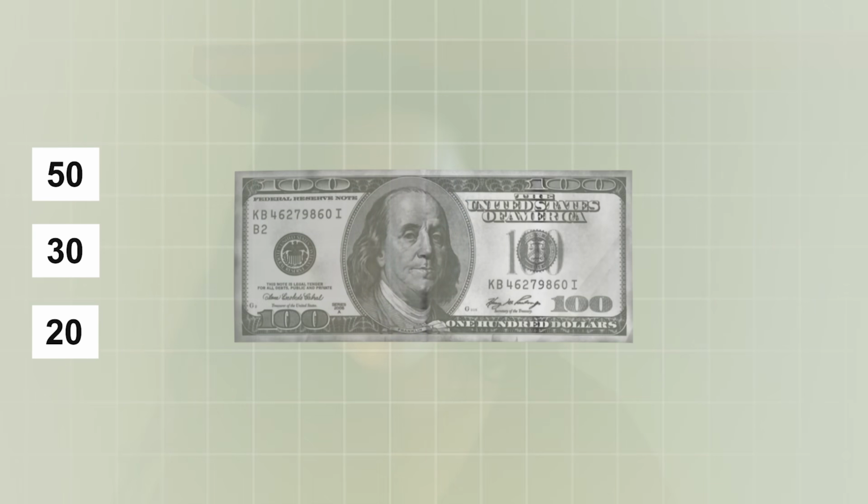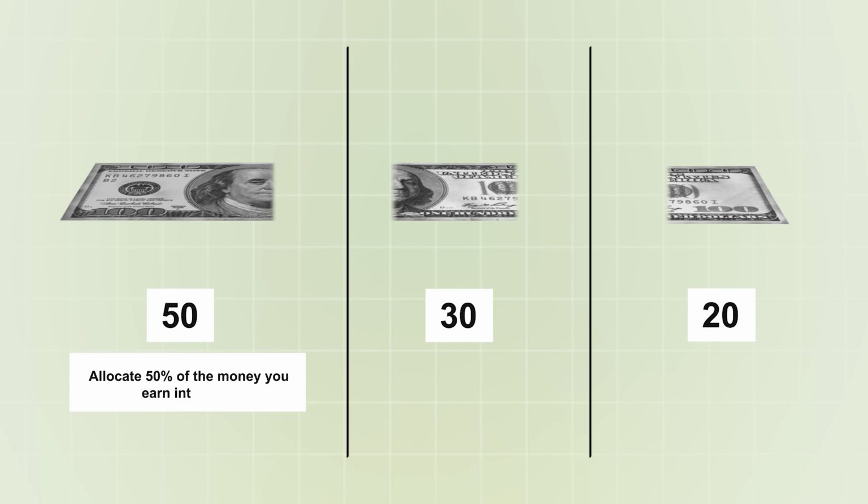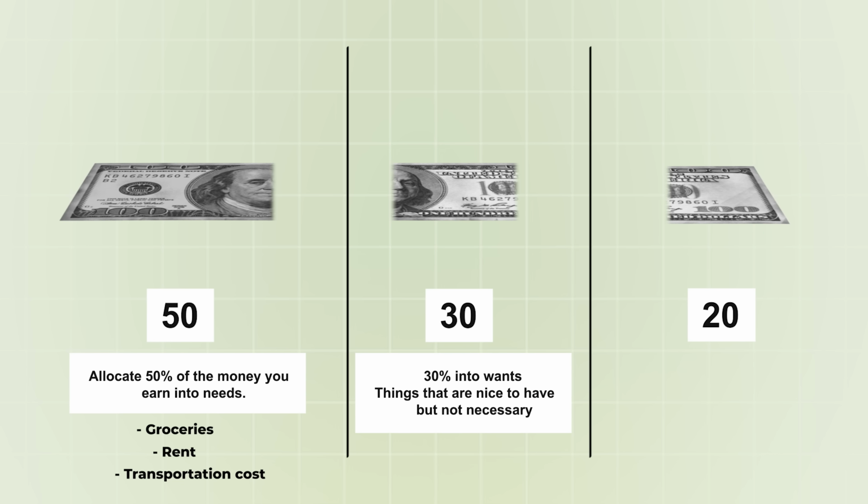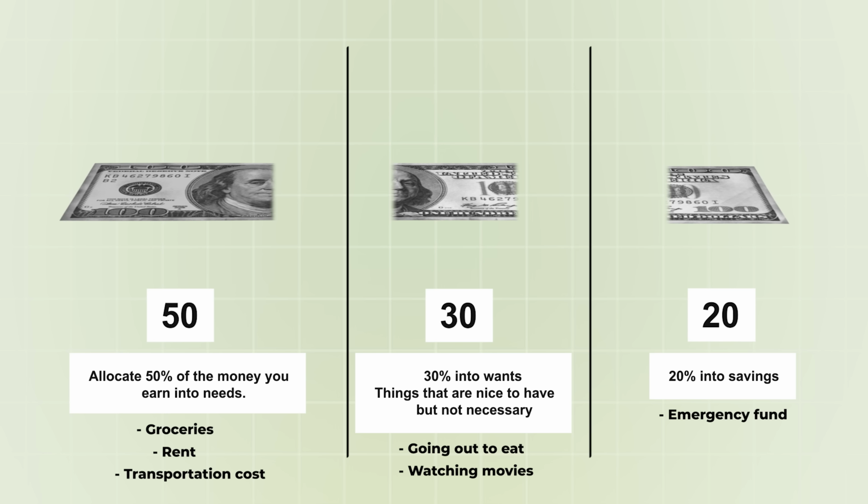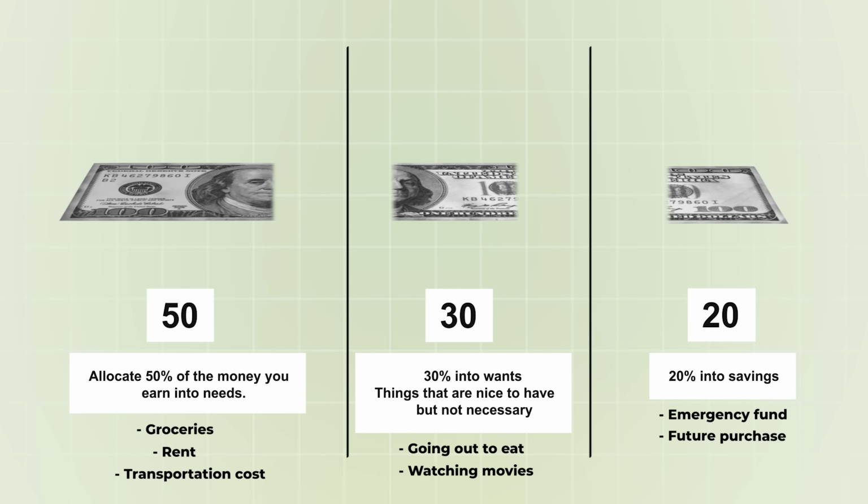A very popular rule that people like to follow is the 50-30-20 rule, which means that you want to allocate 50% of the money you earn into needs. This will be like groceries, rent, transportation costs. 30% into wants, things that are nice to have but not necessary, things like going out to eat, watching movies. And finally, 20% into savings. This would include saving for an emergency fund in case you have any medical emergencies or personal emergencies, like getting laid off, or if you just want to help someone. It also includes saving monies for bigger purchases, like maybe you want to own a house or a car, or you could be saving money for investment for retirement.